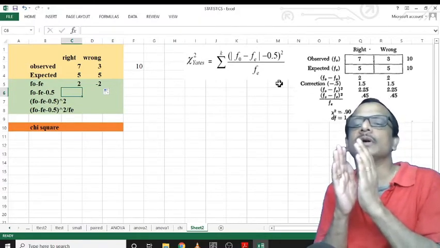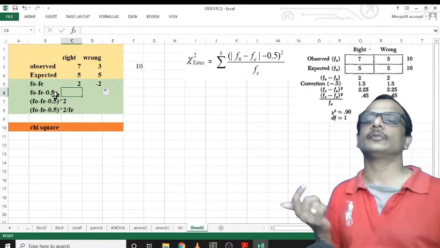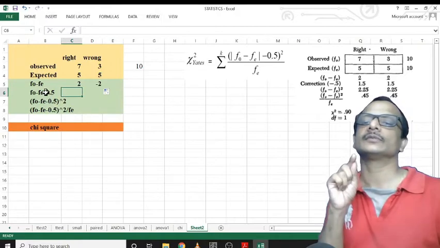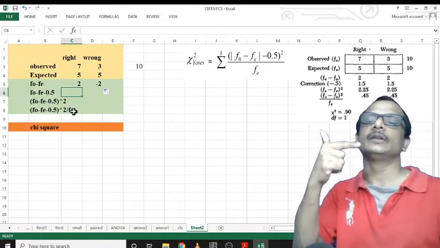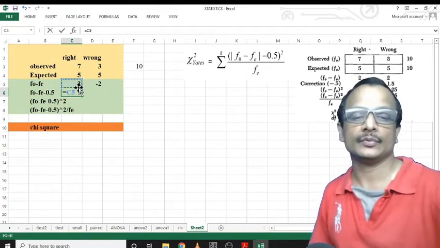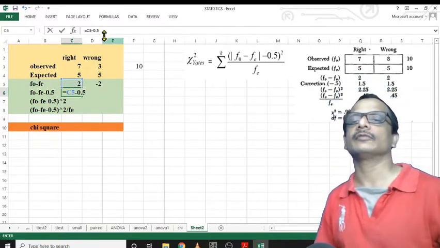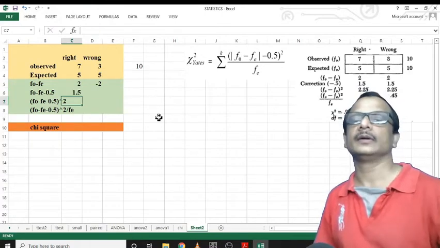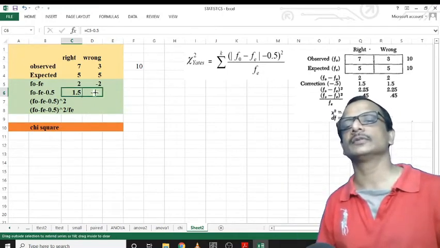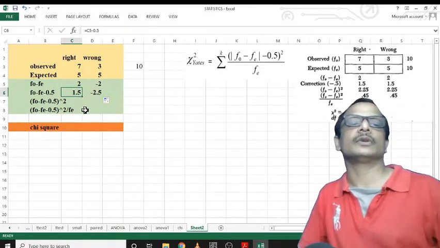We have to subtract that figure from Fo minus Fe. That is, from this figure of 2, we have to subtract 0.5. This is the formula. By reducing 0.5 from 2, the value is 1.5. The obtained value is 1.5.